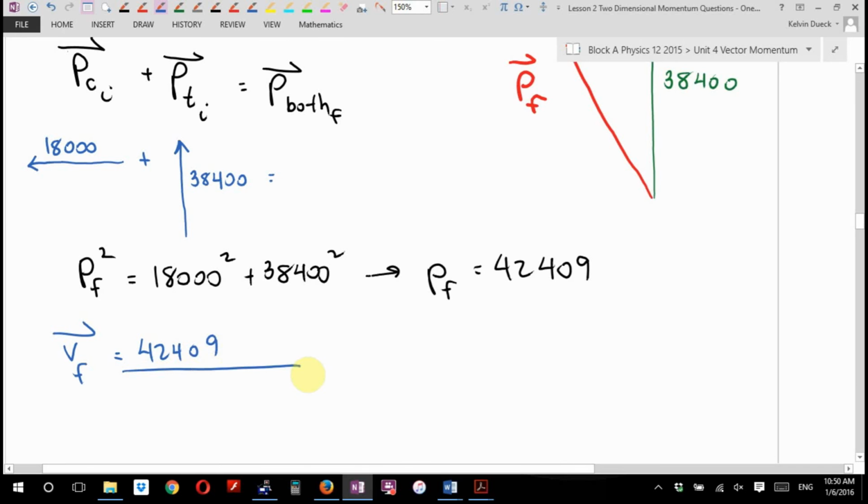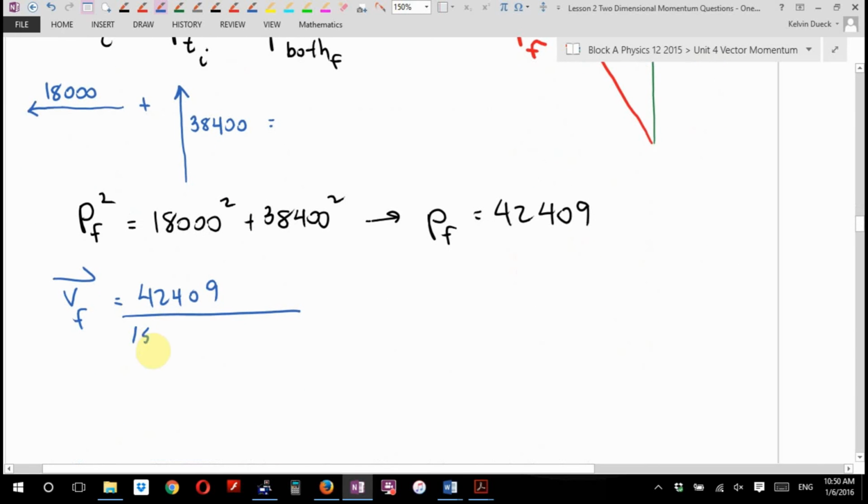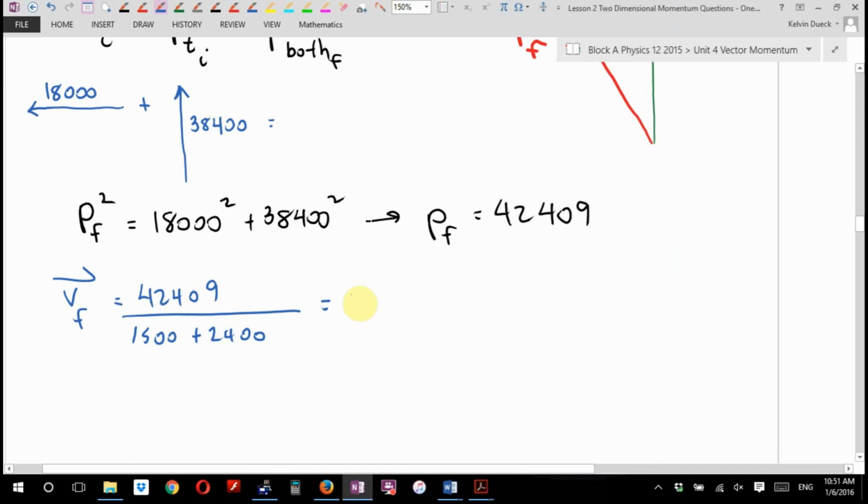42,409 divided by 1,524. This number, I'll use my answer button, divided by 1,500 plus 2400. 10.9 meters per second.